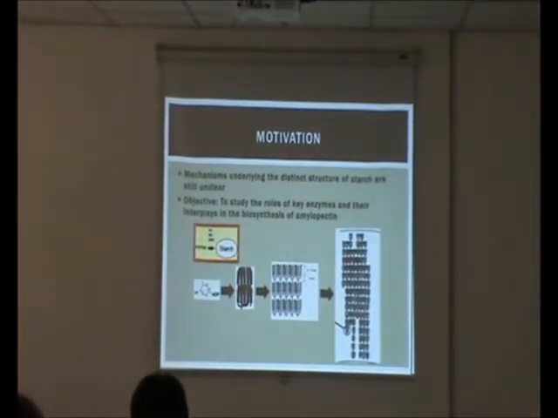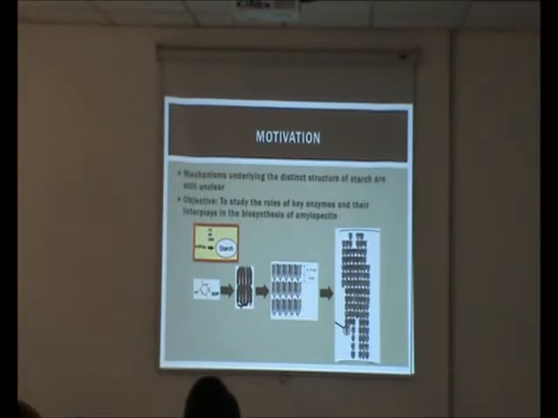How come you start with glucose units, and then you put 3 or 4 enzymes, and then they bump into each other randomly, and then you get such a nice structure of starch? So the motivation of my research is that I want to explore the mechanisms underlying the distinct structure of amylopectin molecule. Okay? And to do this, I will use a computational approach to study the interplays between key enzymes involved in this process.